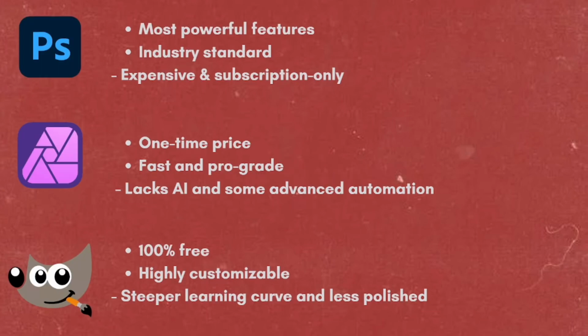Now let's talk about the pros and cons. Photoshop has the most powerful features, and it is also the industry standard. For the cons, it is expensive and subscription only. Affinity Photo has a one-time price, and it is also fast and pro grade. The cons are that it lacks AI and some advanced automation. GIMP is 100% free and highly customizable, but the cons are a steeper learning curve and it is less polished.